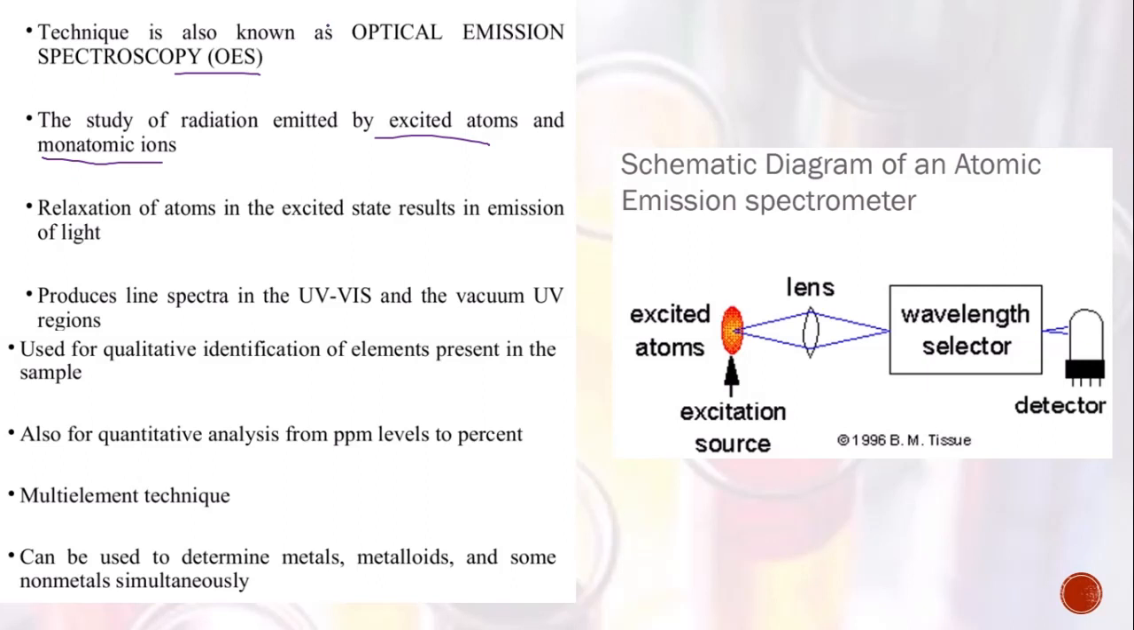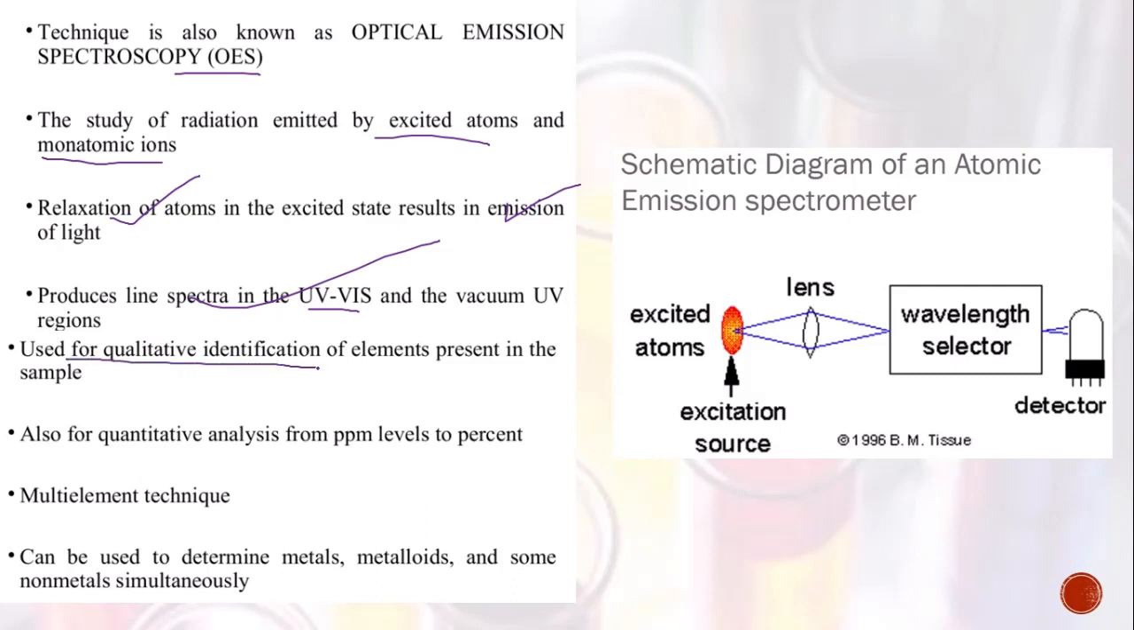This technique is also known as optical emission spectroscopy, and it helps us to study the radiation emitted by excited atoms and monoatomic ions. The relaxation of atoms in the excited state results in emission of light. That's what we mentioned, and it produces line spectra in the UV, visible, and vacuum UV regions that can now be quantified.